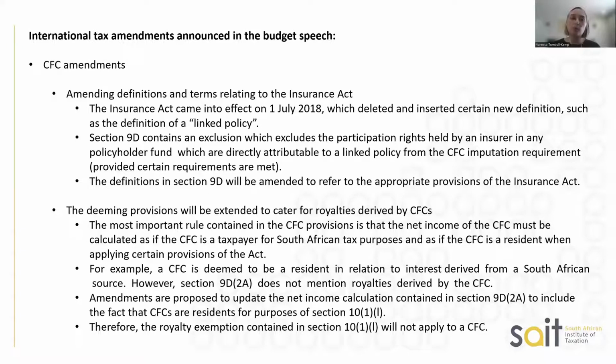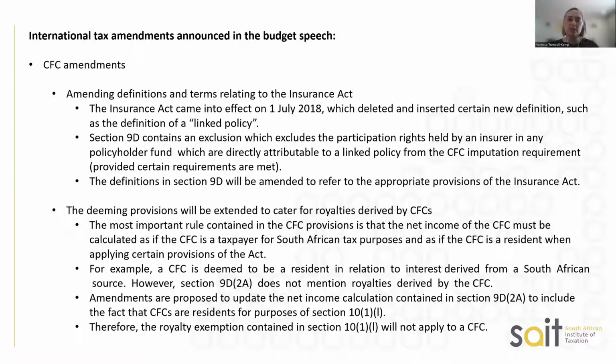There were a number of small amendments made to the controlled foreign company rules. I don't think it would be a tax year if there weren't some small amendments made to the controlled foreign company rules. They are quite small changes, which I think comes as a relief to everybody this year, but nevertheless, a few changes in any event. The first change is in respect to the definitions and terms relating to the Insurance Act. The Insurance Act came into effect on the 1st of July 2018. The new Insurance Act deleted and inserted certain new definitions.